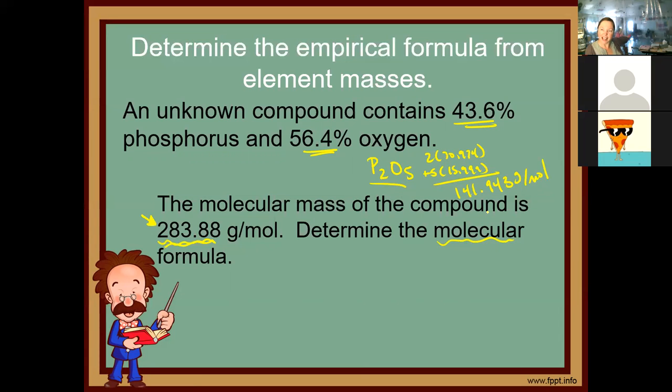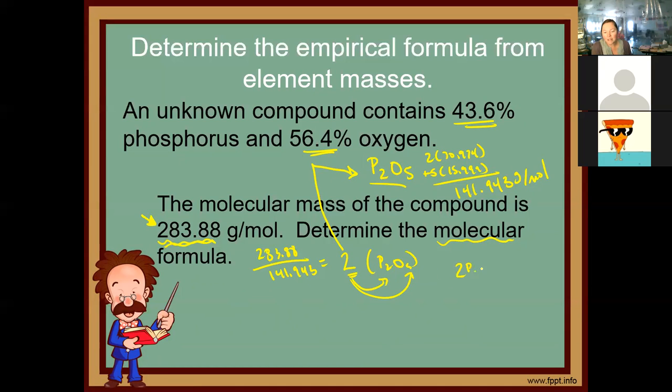So it's twice as big. The molecular formula is twice as big. If I do 283.88 divided by 141.943, we get a scale factor of just about 2. So what should I do with that 2 and my P2O5? We're going to multiply. We're actually going to go ahead and distribute that 2.